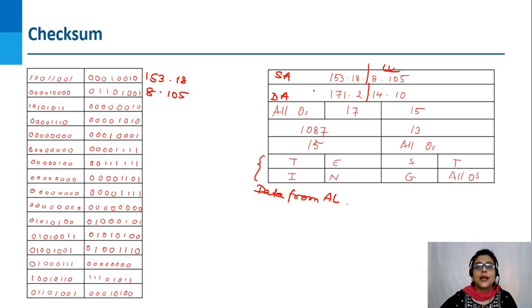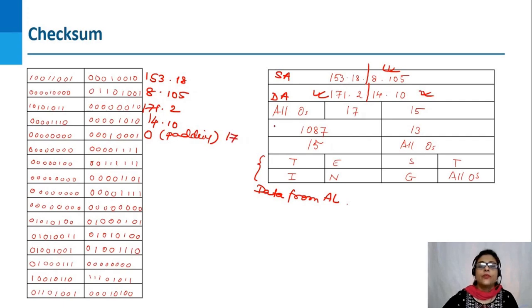Now we will understand about the destination address. The first 2 bytes, 171.2, will go here. The next 2 bytes, 14.10, will go here. After that, it is all zeros, so 0. So this is basically the padding. Then it is 17. So 0 and 17. Then after that comes 15. Then 1087 followed by 13. Then it is again 15. After that 0. Then the data T and E.